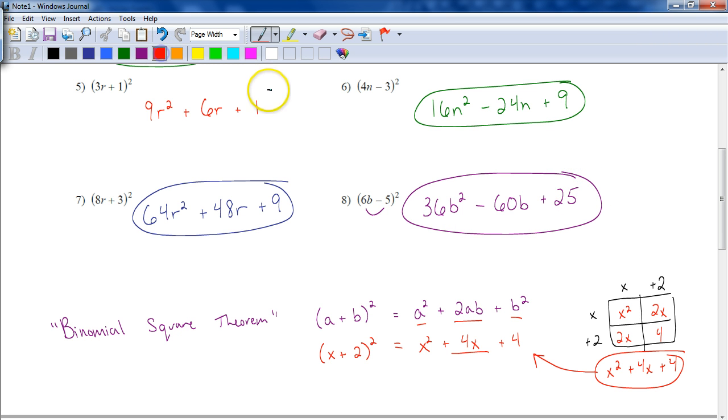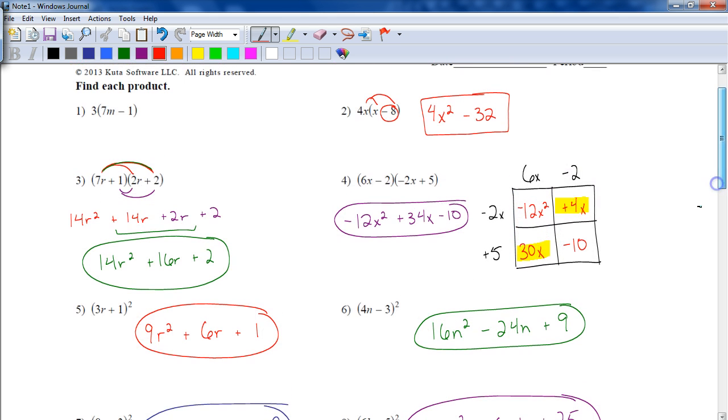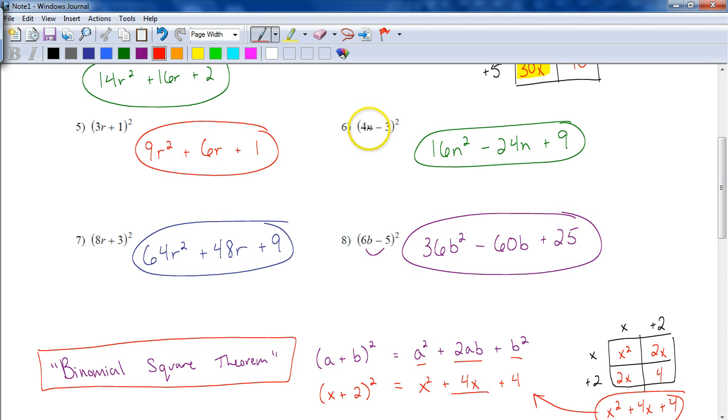So hopefully you got these right. And again, the key from this lesson is making sure that you are familiar with this binomial square theorem and how to use it. The only time that you can use that binomial square theorem is when you see things written like this, where you have two terms in parentheses. That's why it's called a binomial. Bi means two, so we have two terms in parentheses being squared.